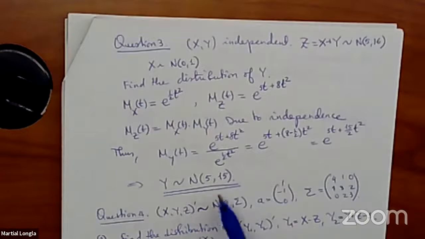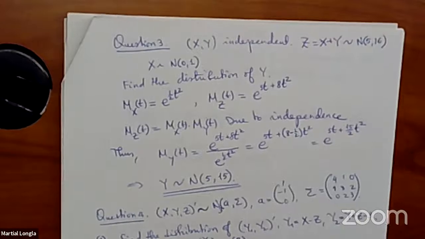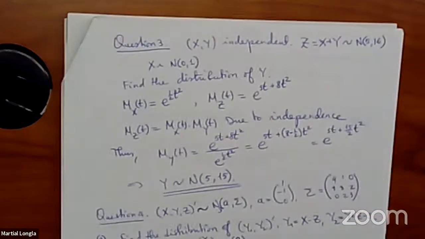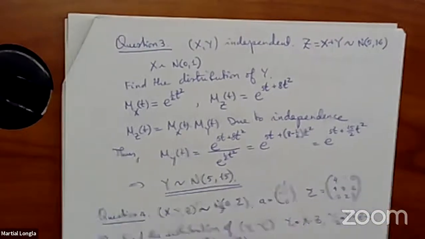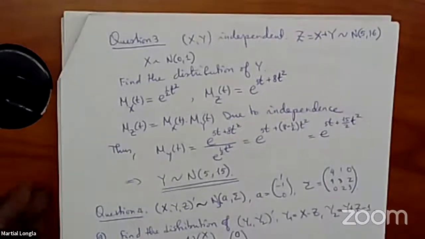X, Y, Z follows normal with mean A and variance covariance matrix sigma. X is the first component of that vector, so the mean of X is the first component here, which is 1. The variance of X is the first component right there, which is 4. That's what stands in the variance covariance matrix. The diagonal is made of the variances, and the off-diagonal elements are the covariances, by definition.